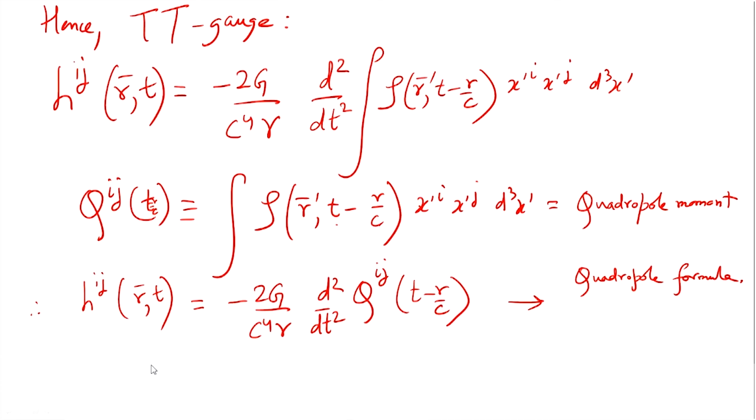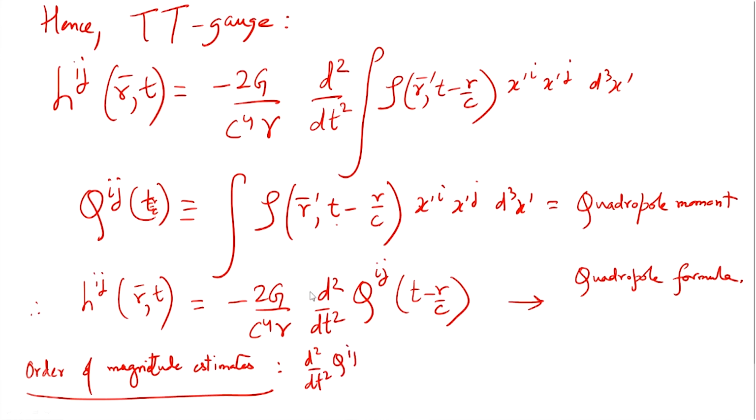There is another way of making some order of magnitude estimates. These are basically dimensional arguments. After all, note the second derivative d²/dt² of Q_ij is nothing but Q_ij by time squared, but x' by time, that is the velocity. So, the density integrated over space is mass, mass times velocity squared. But what is mass times velocity squared? Half m v² is the kinetic energy.